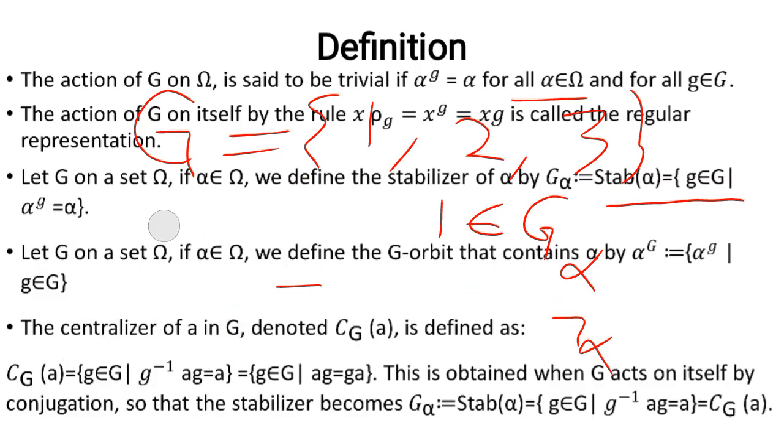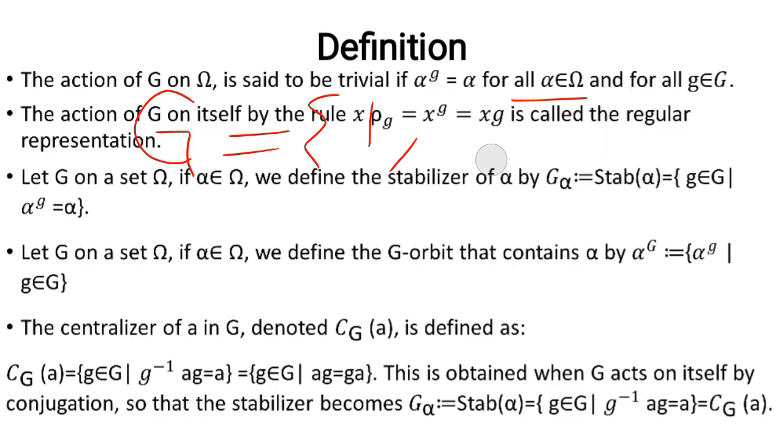It's a collection of all G's such that when it acts on an element in the set Ω, it will give you back that same element. So the collection of those elements in G. Okay. The next definition is what we call the G orbit.